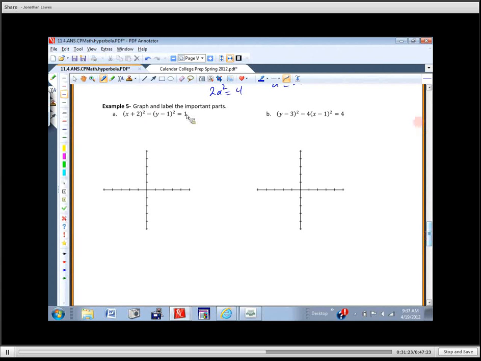What shape is this? It looks like a pretty simple graph. What shape is it? It is a hyperbola. Kind of looks like a circle though, doesn't it? What's underneath each one of these? A 1. So the center is at -2, +1. How far are we going to go in each direction for the fundamental rectangle? 1. It's going to be a fundamental square. This is what it looks like.